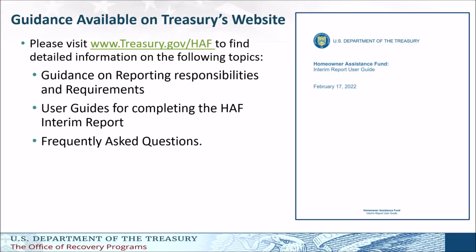But before going into today's topic, just another reminder that the Treasury Department has published the HAF Guidance, Interim Report User Guide, and other supporting documents on the Treasury's website. The address is www.treasury.gov/HAF. There you'll be able to find all of the documents associated with the program. While the accompanying video that we're going to go through today is going to be a helpful guide, we still highly encourage you to all view the resources available on the Treasury website.